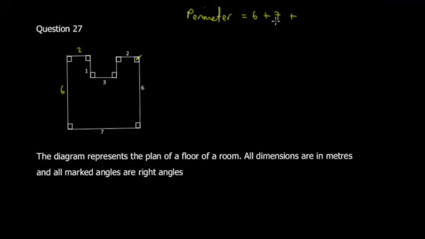Okay. So 6 plus 7 plus 6 plus 2 plus 1 plus 3 plus 1 plus 2, like this. So here you get 13 here, 19, 23 up to here.